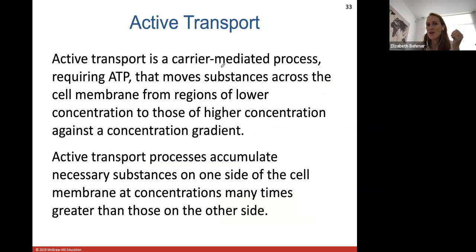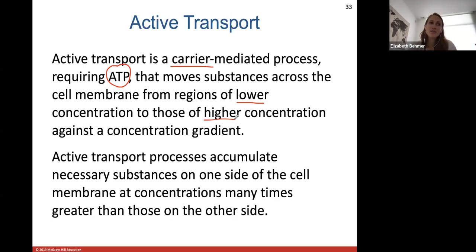Active transport also uses a carrier molecule, but it requires ATP, and it always moves a substance across the cell membrane against the concentration gradient. So it moves something across, for example, an ion or a molecule, from a lower concentration to a higher concentration, against the concentration gradient. Think of this as trying to push something uphill; you need energy to do that.